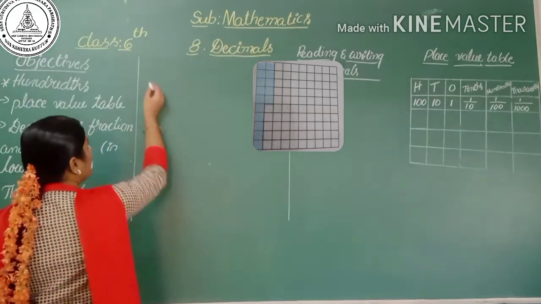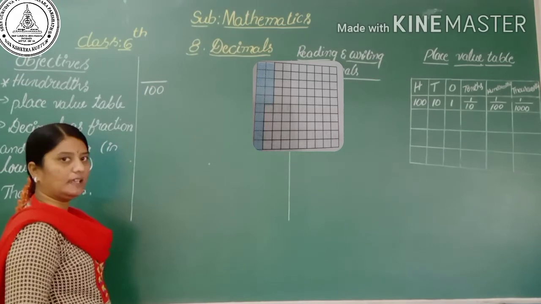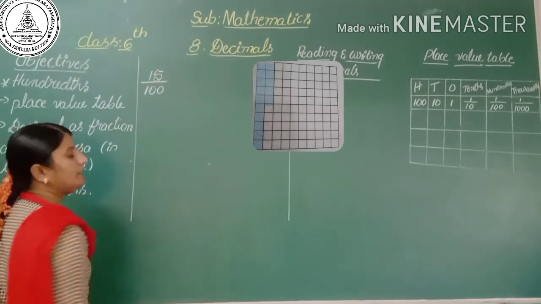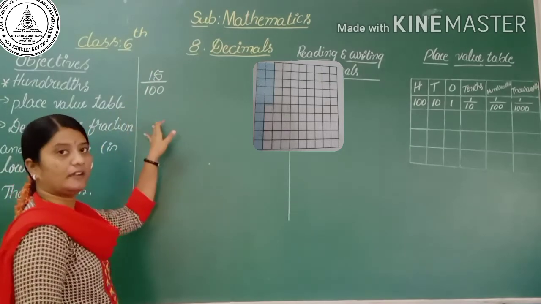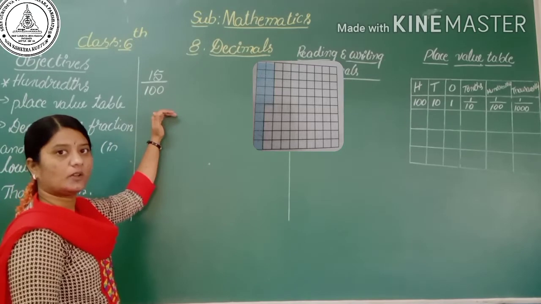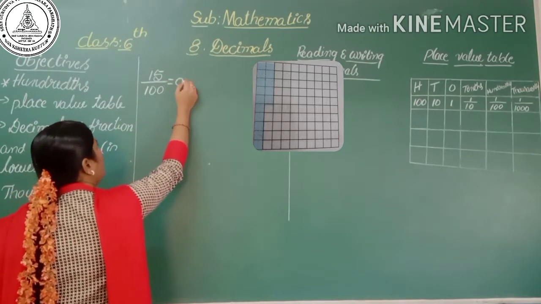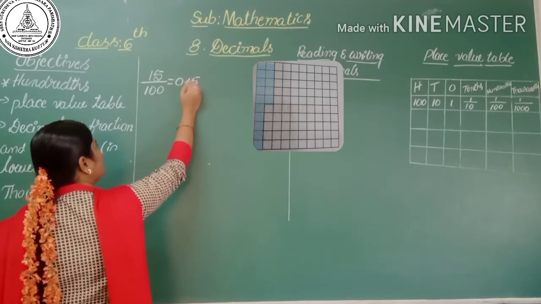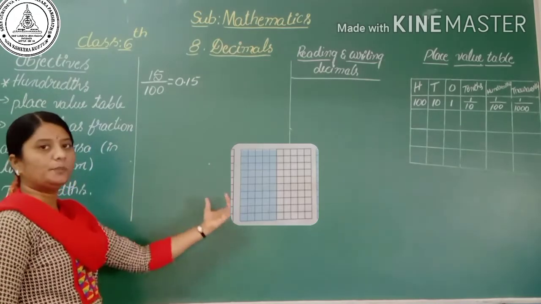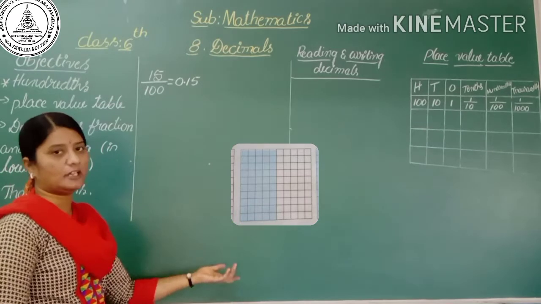So how can we write? The total number of boxes or squares is 100. In that, 15 squares are shaded. So we can write it as 15 by 100. We can read it as 15 hundredths. Okay, so now we can write it in decimal form as 0.15. 0.15.